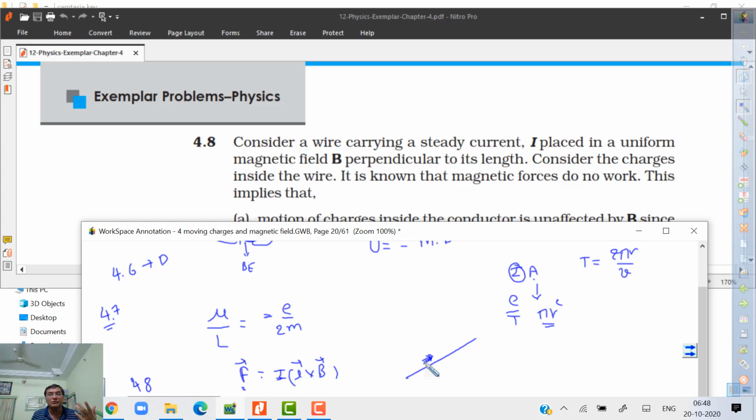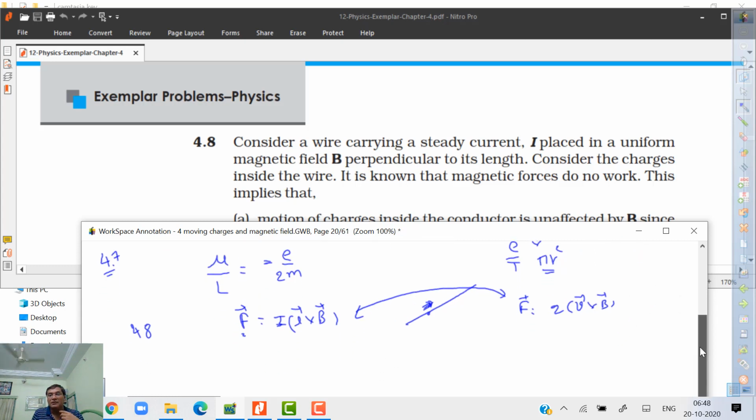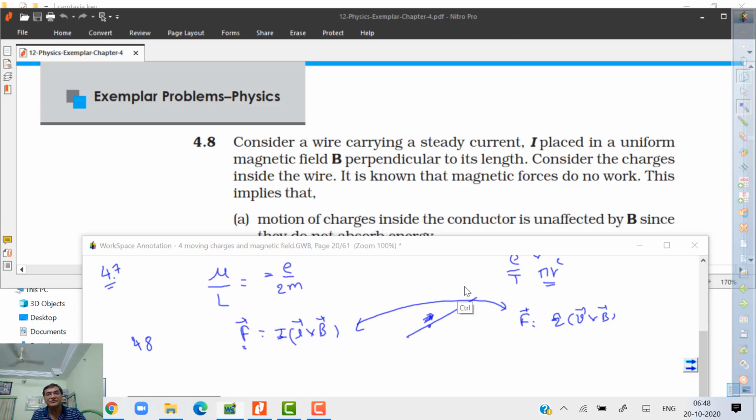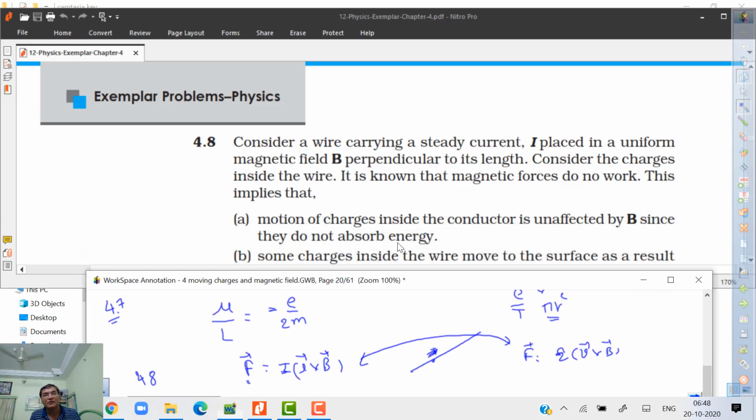But one more thing we know, F is equal to QV cross B. And this formula is derived from this only, so each can be derived from the other, right? Now, this is not doing work, as we know, so here also no work should be done on the charge, and none is. So what are the options?